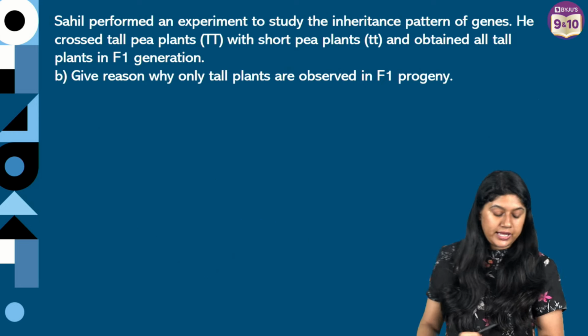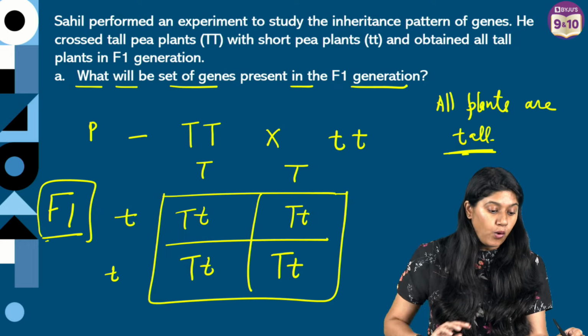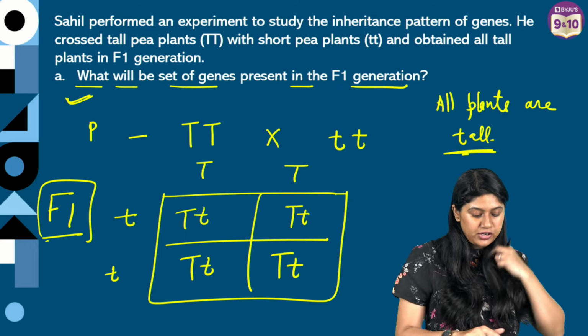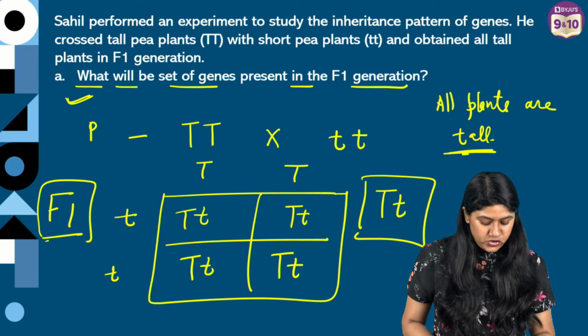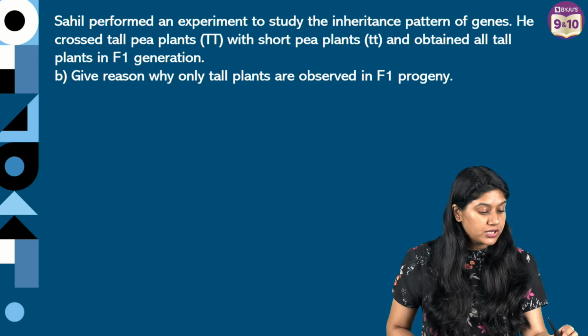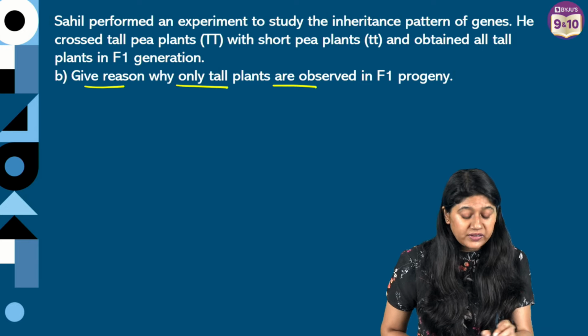Now let's move to the next part, right? That was the question: what will be the set of genes present in the F1 generation? We can write capital T and small t. Moving to question number B, we have to give the reason why only tall plants are observed in the F1 generation.